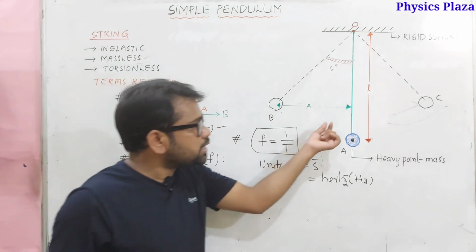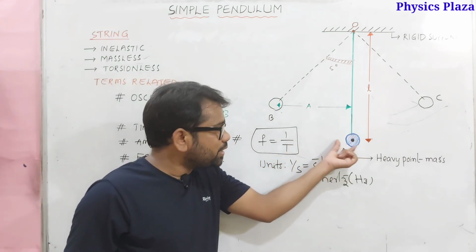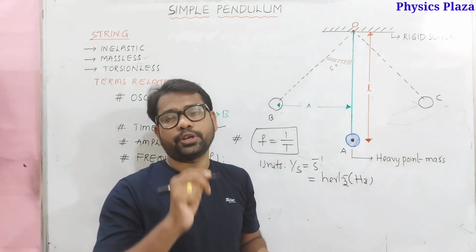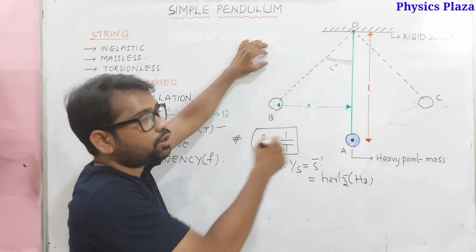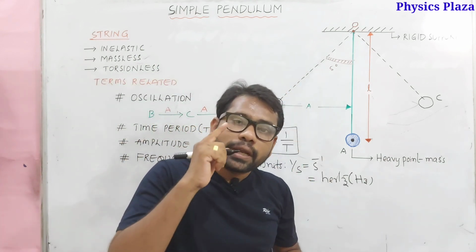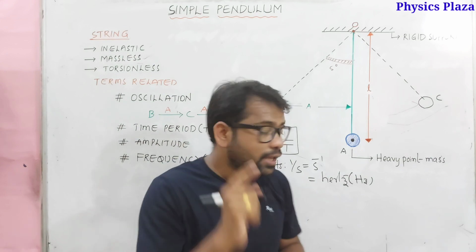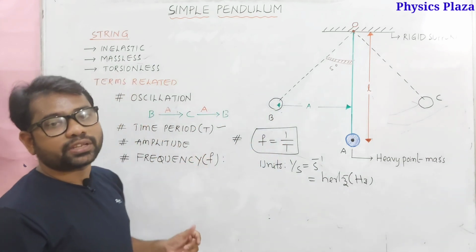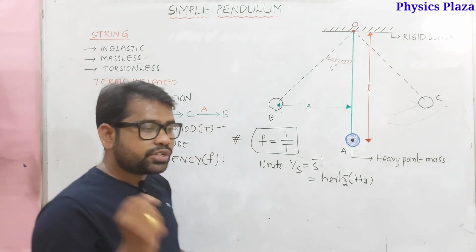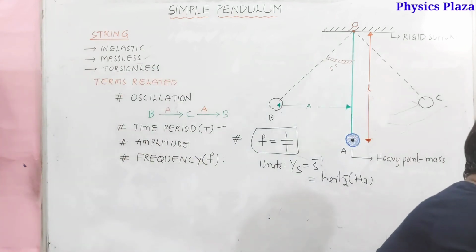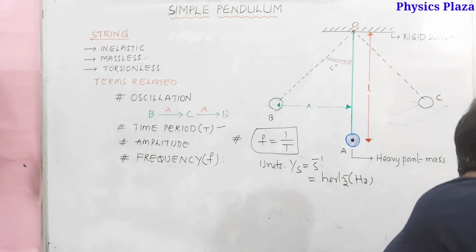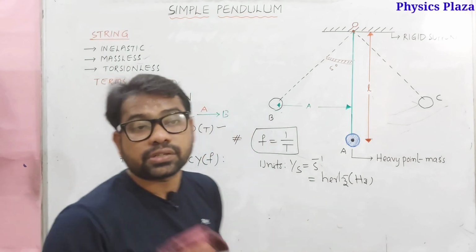The maximum displacement of the bob of the pendulum from its mean position, either left side or right side, is called amplitude. As it is doing oscillations, we can calculate the number of oscillations per second. The number of oscillations completed per second is called frequency, and frequency is inversely proportional to the time period. Now, dear children, we will discuss on which factors the time period of a simple pendulum depends, and how it is related. It's very, very important.